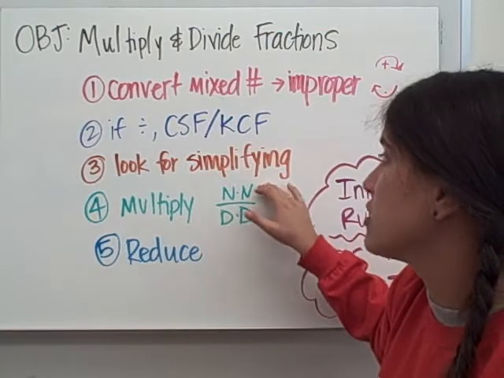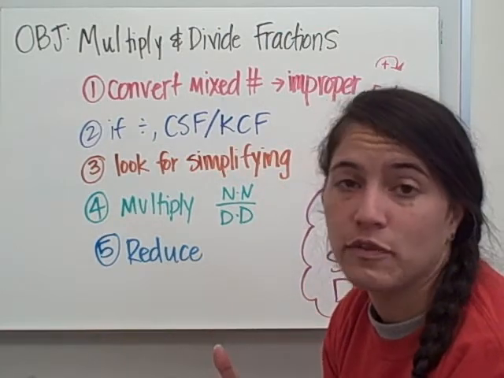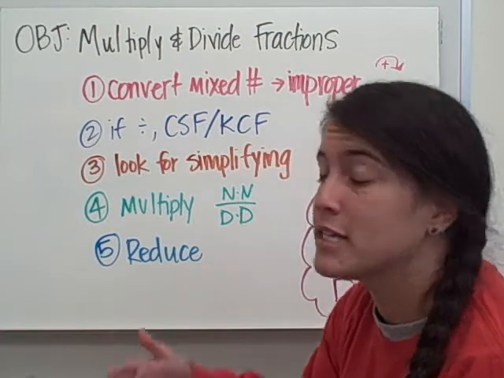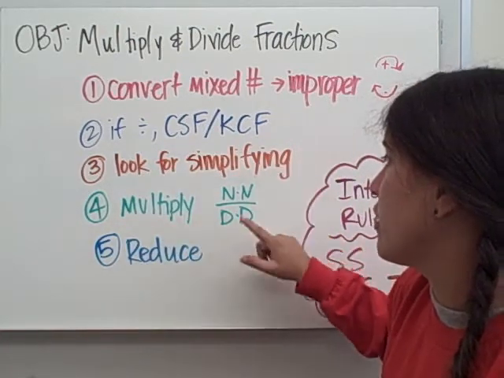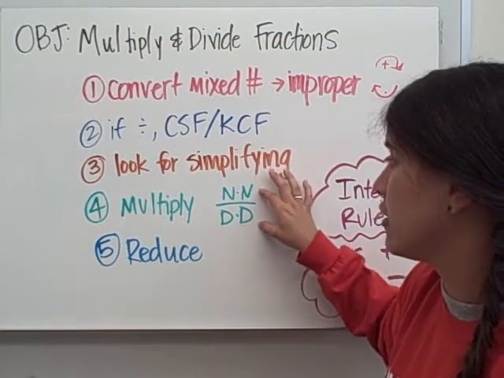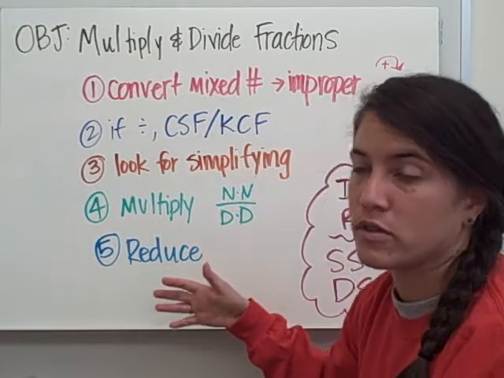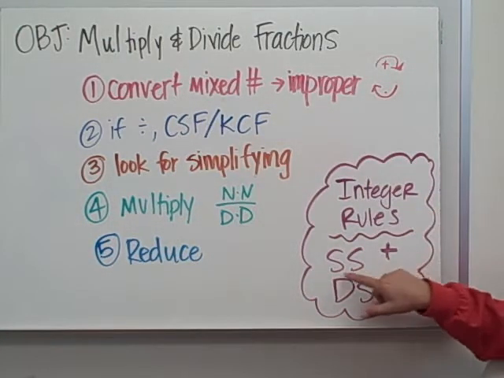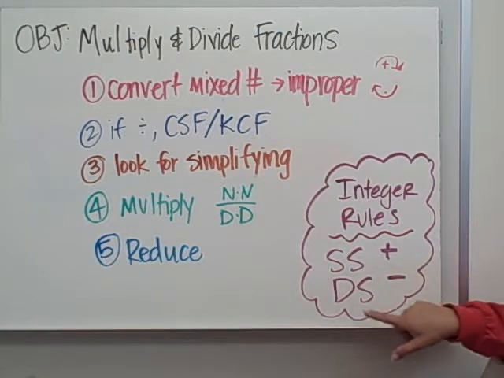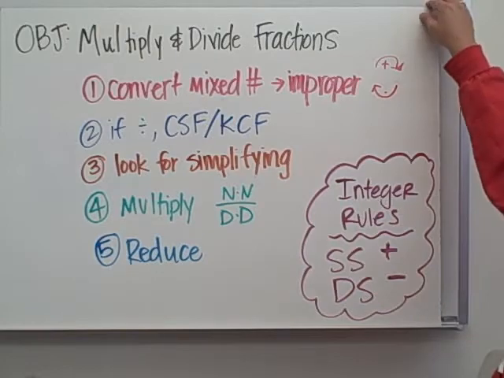If you can, look for simplifying. Last year, some of your teachers may have taught you cross cancellation or simplifying. It just makes your whole problem easier if you can simplify. Then you're going to multiply numerator times numerator, denominator times denominator, and then the very last thing you want to do is reduce if you can. Reduce, reduce, reduce. Your integer rules for multiplication and division, same signs are going to be positive, different signs are going to be negative. So just remember that throughout the lesson.